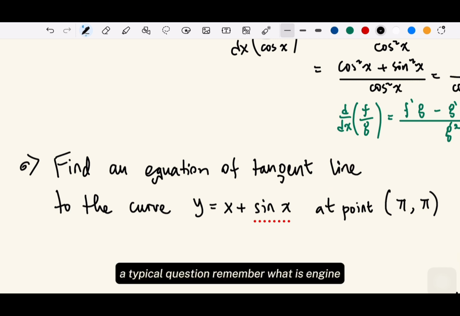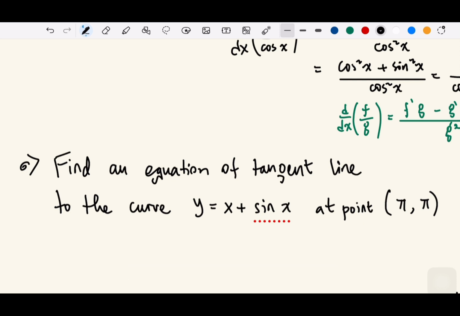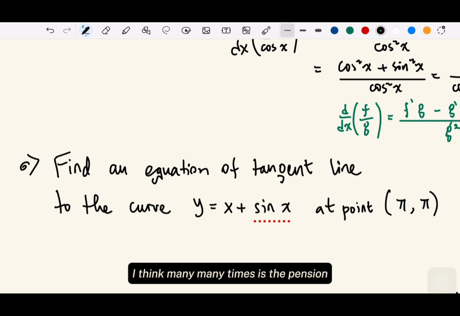But this is a typical question. Remember, what is tangent? If you draw a curve, what is tangent? A line that intersects the function at only one point. But what is exactly that? Yes, slope. Slope at that point. So it means that our first derivative, as I also mentioned many times, is the tangent. The slope is the tangent, or you could say the slope is the first derivative.